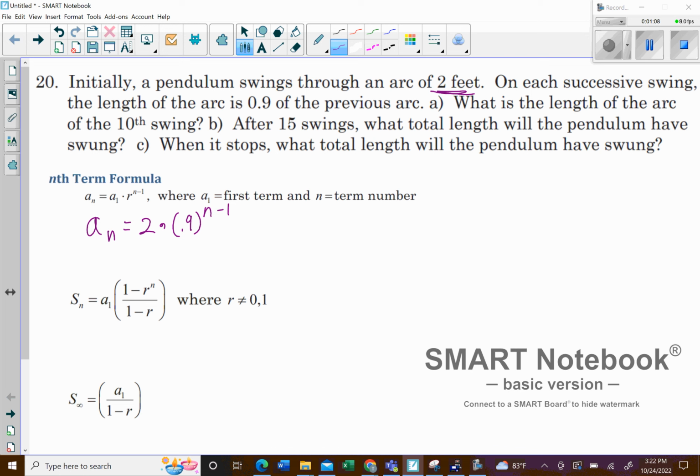So then, part A says find the length of the 10th swing. So we just have to figure out a sub 10, the 10th term. 2 times 0.9 raised to, oops, let me see. Sometimes this pen can be a little finicky. All right, so 10 take away 1 is 9, and so I need to put that in my calculator.